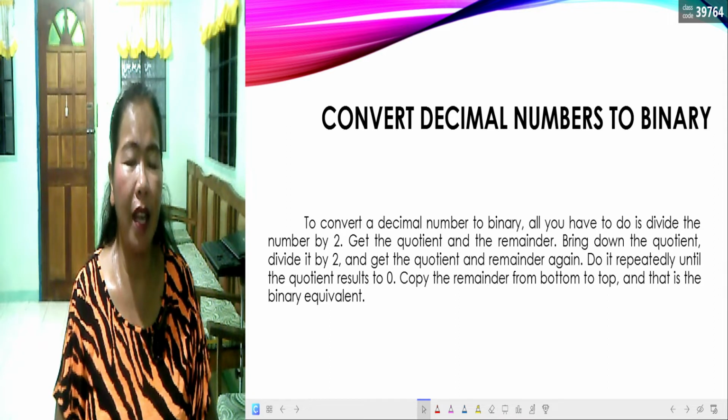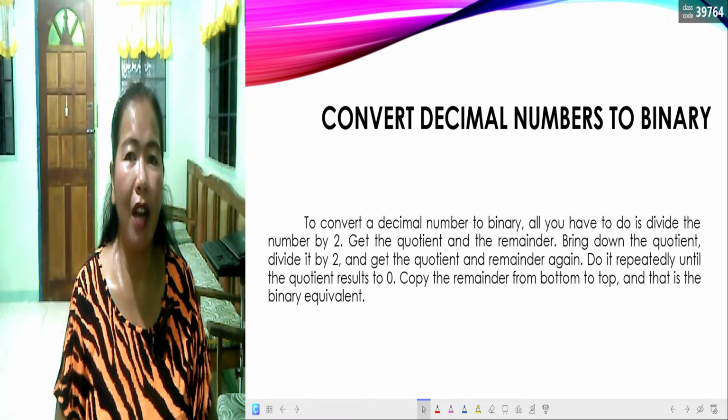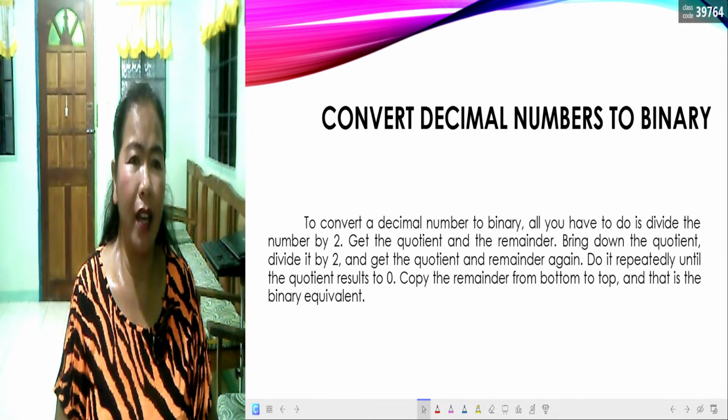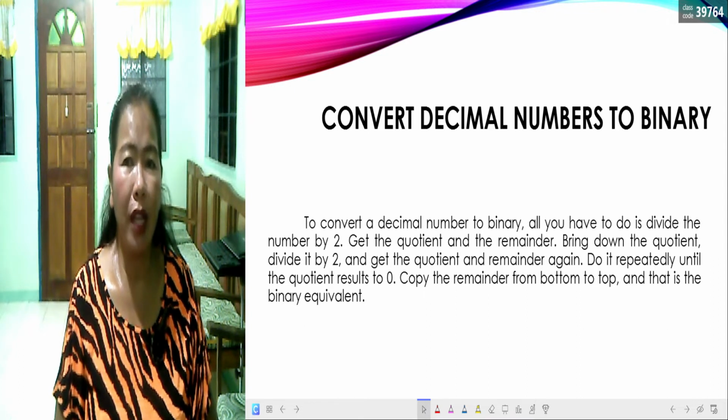Then get the quotient and the remainder of those numbers. Then bring down the quotient and divide it by 2 again and get the quotient and remainder again. So you need to do it repeatedly until the quotient results to 0. Copy the remainder from bottom to top, and that is the binary equivalent.